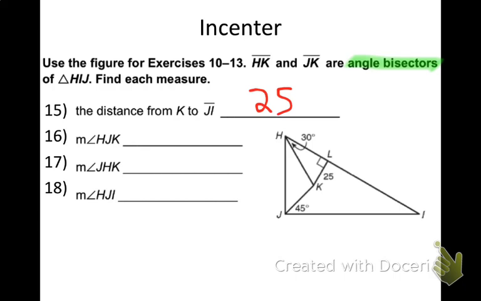Number 16. The measure of angle HJK. HJK, Camden? 45. 45 degrees. Good. Number 17. The measure of JHK. JHK is going to be what, Tom? 30 degrees. Nice job. And the very last one, the measure of HJI. Well, I'm looking for the big angle now. HJI is what, Troy? 90 degrees.